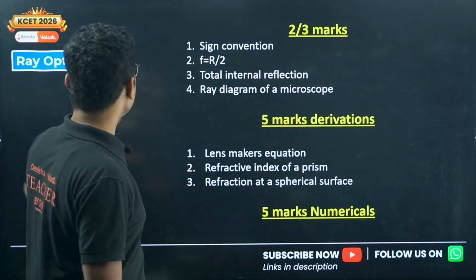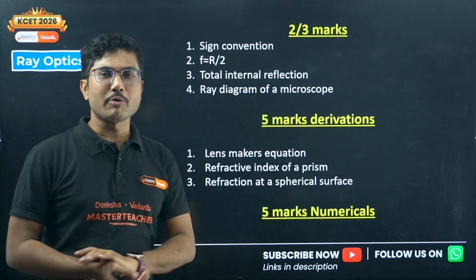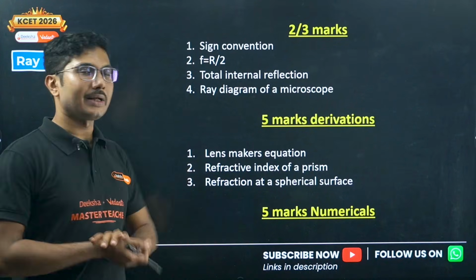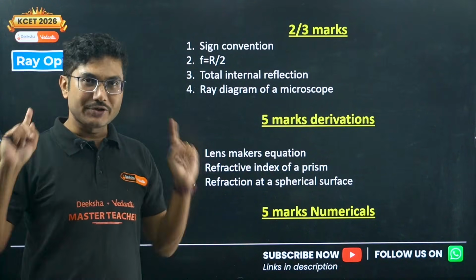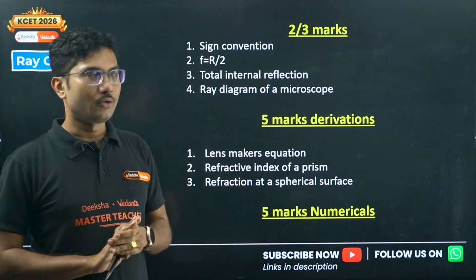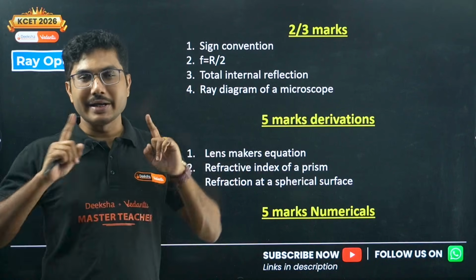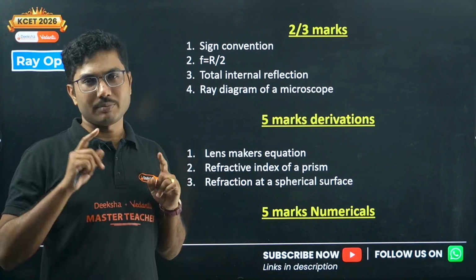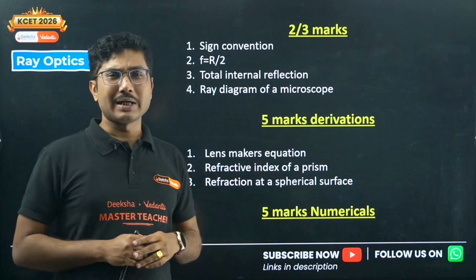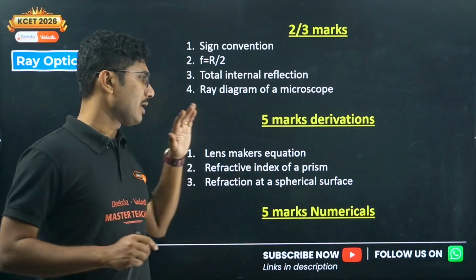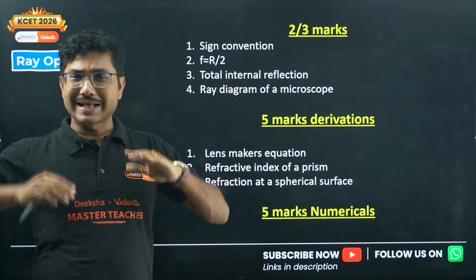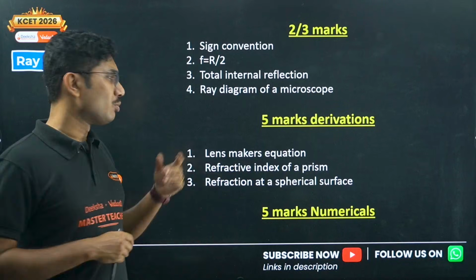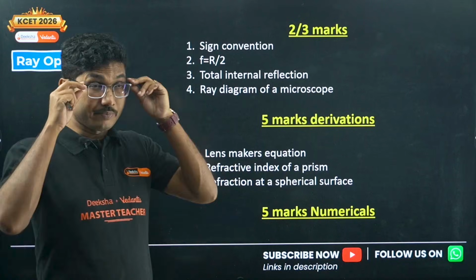Next is your ray optics. This is one of the most important chapters. From this chapter you are going to get a derivation as well as a numerical. So there will definitely be a derivation coming from this chapter as well as a numerical. If not, then maybe one numerical can come from wave optics, but a numerical and a derivation was my expectation. So both questions are going to come from this chapter.